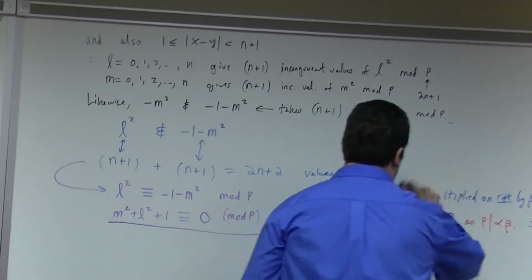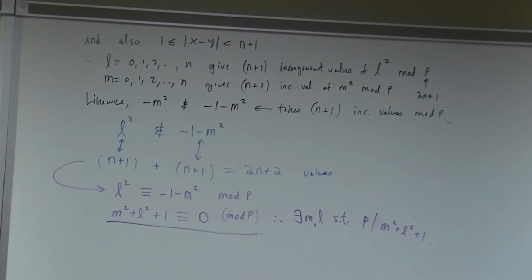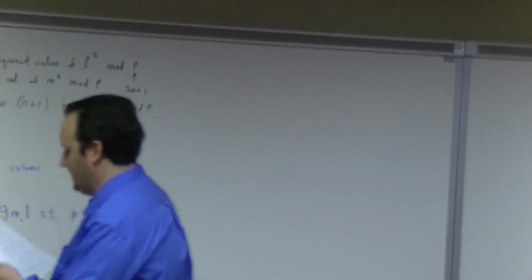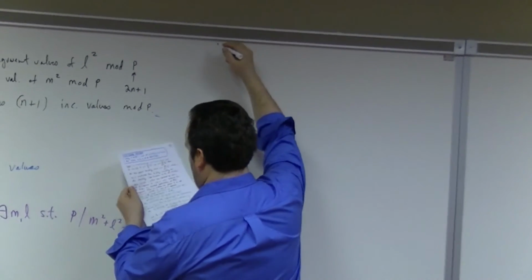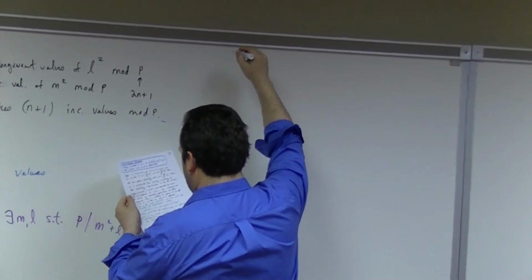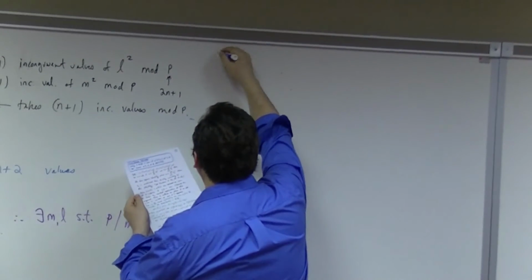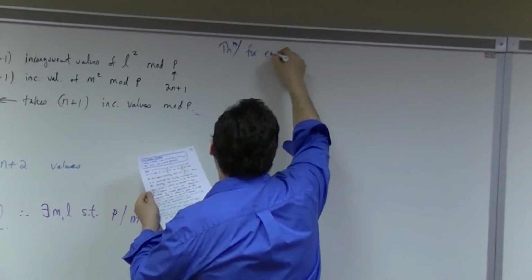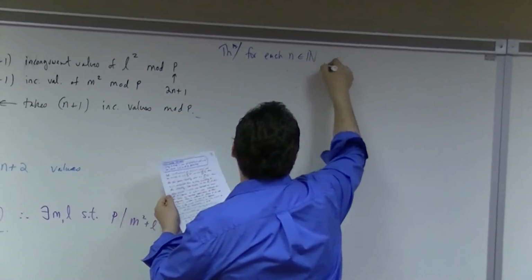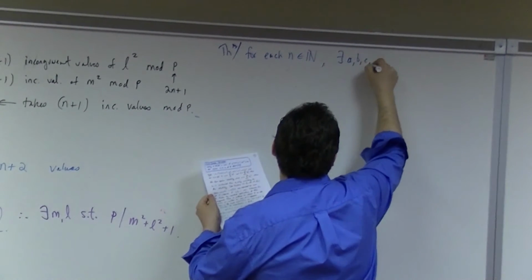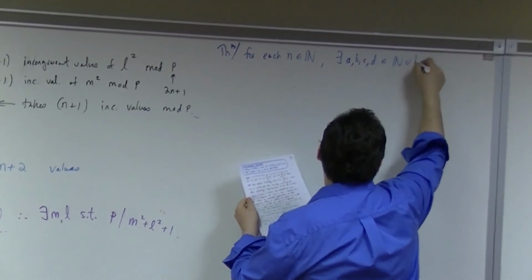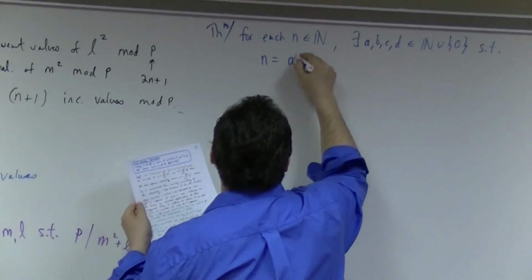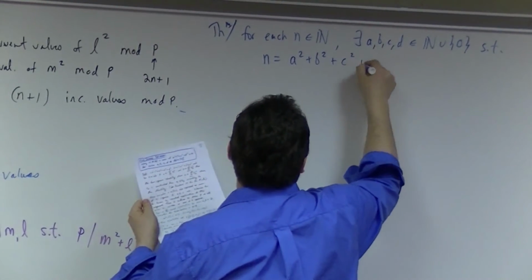That finally brings us to the four-square theorem. So here it is. Theorem: for each n in the natural numbers, there exist a, b, c, d in the natural numbers and also 0, such that n is equal to a squared plus b squared plus c squared plus d squared.